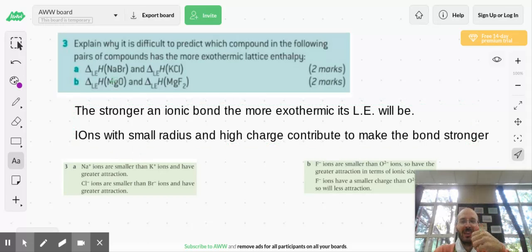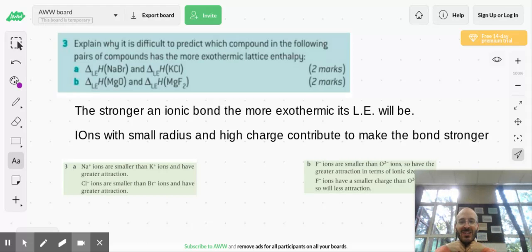But when you look at the anion, chloride is the smallest one, so that's the one that would make the bond stronger. So you cannot tell whether sodium bromide or potassium chloride will have a stronger bond than the other. Sodium would make sodium bromide have the strongest bond, but at the same time, bromine would make it the weakest bond. So you cannot predict it for that reason.